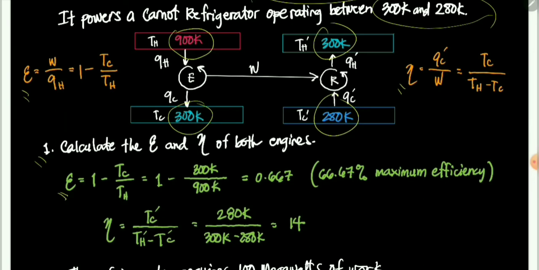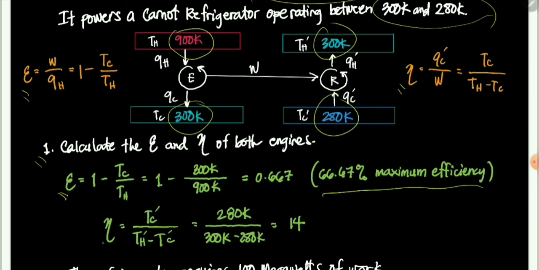So for the efficiency, we have 1 minus TC over TH. It's equal to 1 minus 300K over 900K. That's just 0.667. So that's 66.67% maximum efficiency. So that is the maximum efficiency of the engine. Kasi theoretical engine na yan.